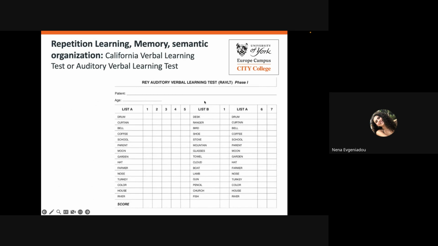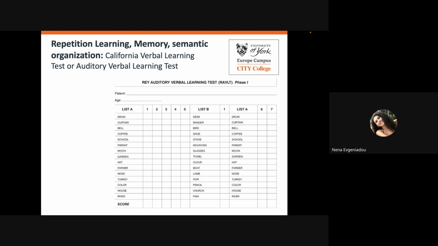Then we have the California Verbal Learning Test, or the Auditory Verbal Learning Test, that we can use, again, for assessing memory and semantic organization. I will briefly explain it so that we can have a view of this one as well. We introduce this list of items to the patient and we have an immediate recall, a later recall, or a delayed one after a shorter or a longer period of time. So we have 5 trials to retrieve information from list A, and then we suddenly introduce a different list so that we can also see confusion of what they are able to recall.